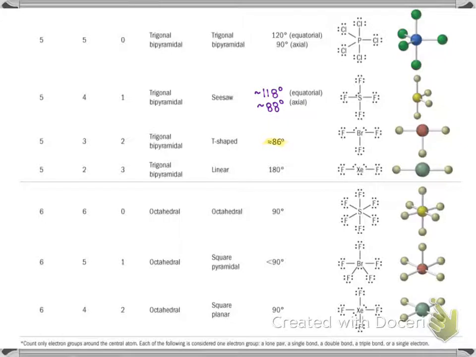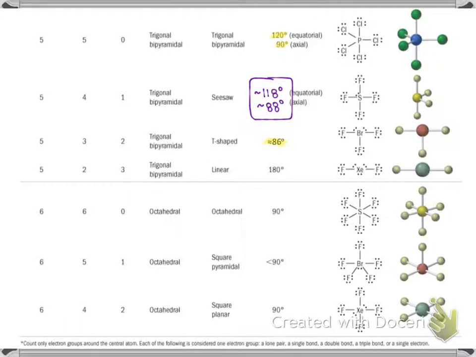Depending on the structure, these values aren't exact. Does SF4 have bond angles of exactly 118 and 88? I don't know. But I do know it's close enough based on the range they give. So on AP free response problems or multiple choice, if you know these values, which again you're not going to memorize, you're just going to figure out. Now, the one thing we're going to look at when we build them is that trigonal bipyramidal is the only one that has two different bond angles.